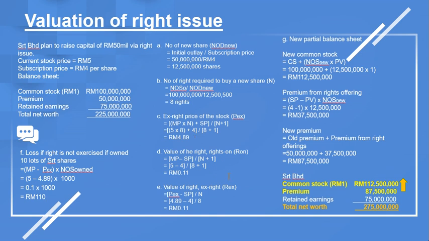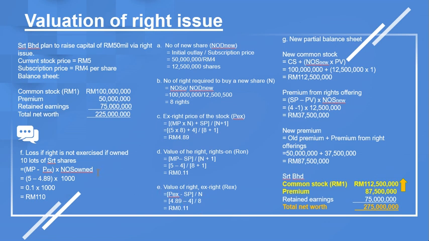And we proceed to calculate the value of the right on. Okay, this is the formula: market price minus subscription price, divided by N plus 1. So N is equal to 8, market price is 5, and subscription price is 4. Solve this, you will see that the value of the right on is equivalent to 11 cents, and the value of the right ex-rights is equivalent to 11 cents as well, referring to this formula.